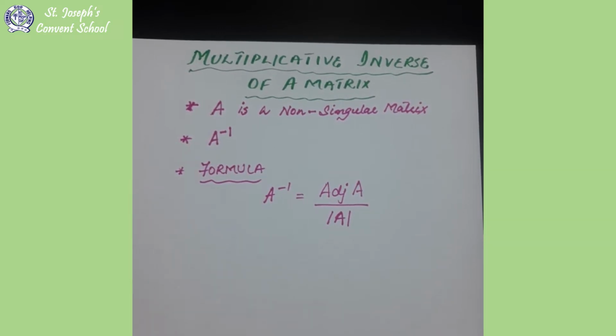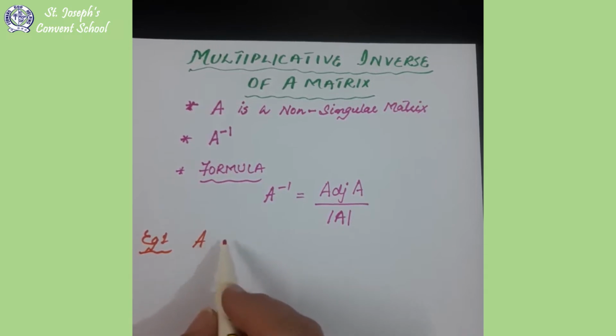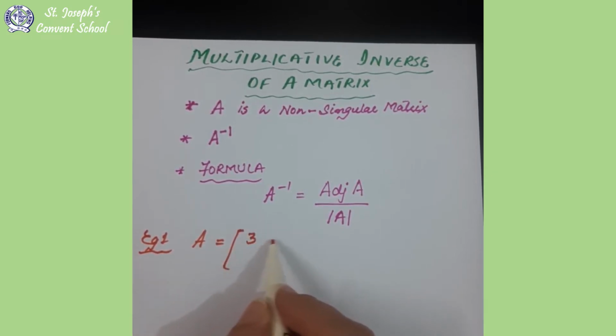We will apply this formula. I'll give the example from your book first. Now example number 1, it is in your book. Matrix A is given. Matrix A is 3, 2, 5 and 4.